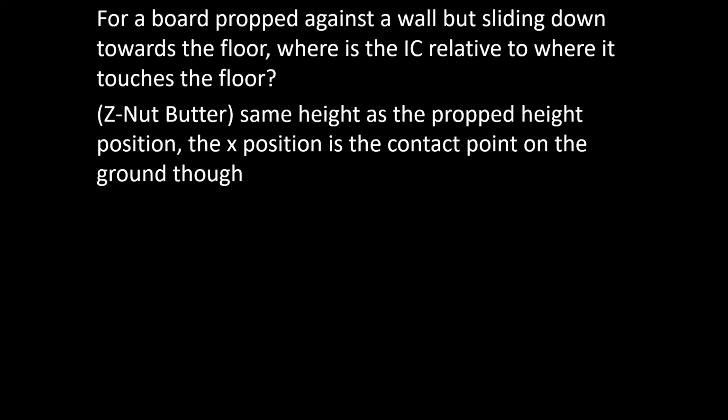For the next question, for a board propped against a wall but sliding down towards the floor, where is the IC relative to where it touches the floor? Most of y'all said it's the same height as the propped height position, but the X position is the contact point on the ground. Yes, that's right. So it's directly above the contact point, and directly across from the contact point on the wall horizontally. That's the intersection of those two points. So you just have to draw those two velocity vectors per the previous description.